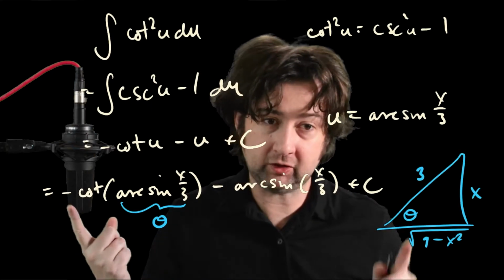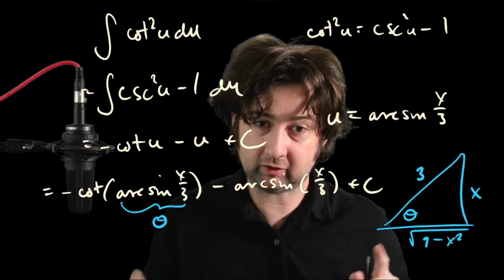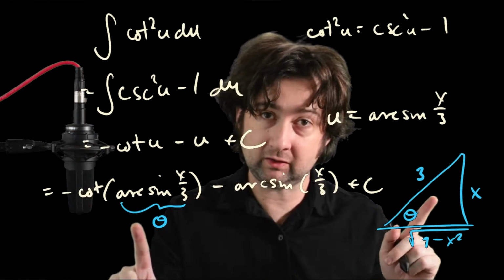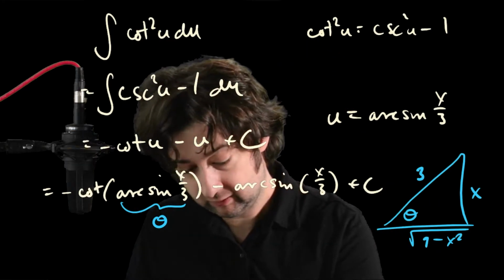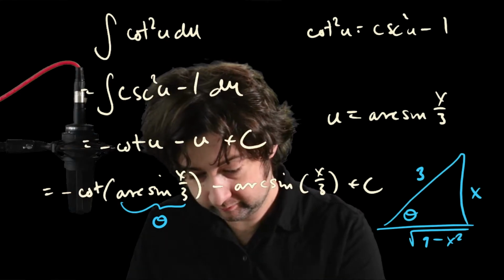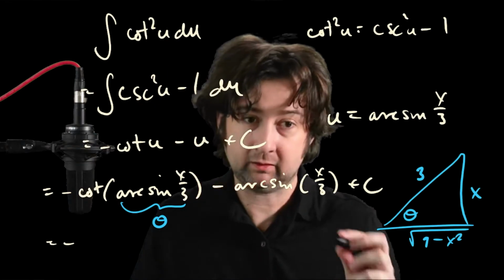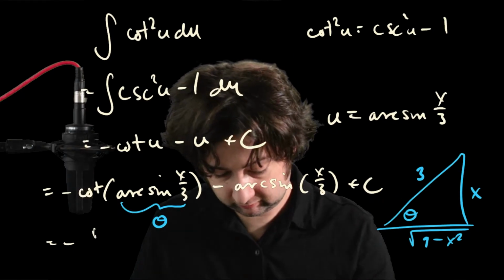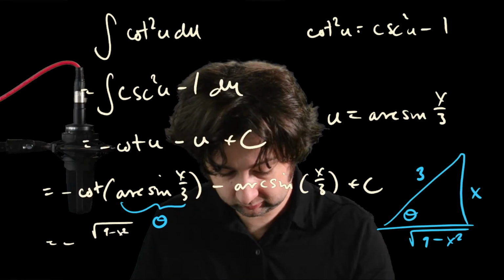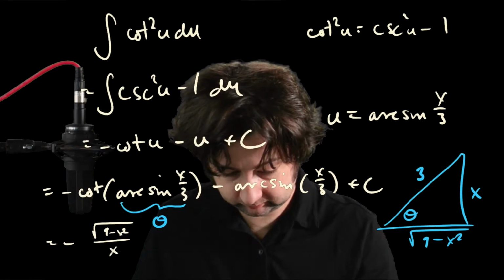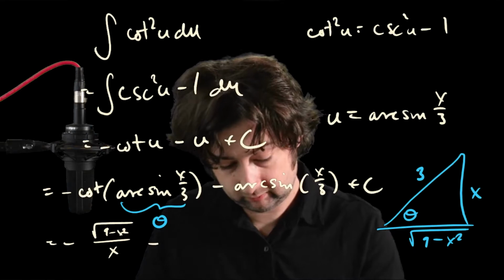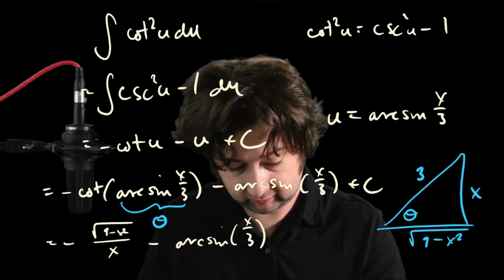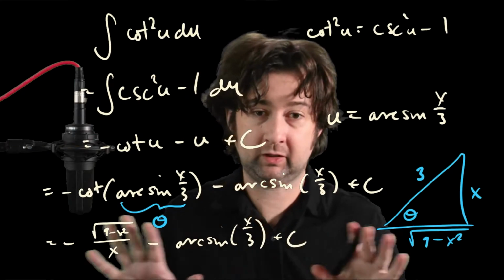What is the cotangent of theta for this triangle? Because remember, this is a theta. So what's the cotangent of theta? Cotangent is adjacent over opposite. And so this is going to be equal to minus the cotangent of this theta, which is adjacent over opposite, minus the arcsine of x over 3 plus c. And that's the end of the problem.